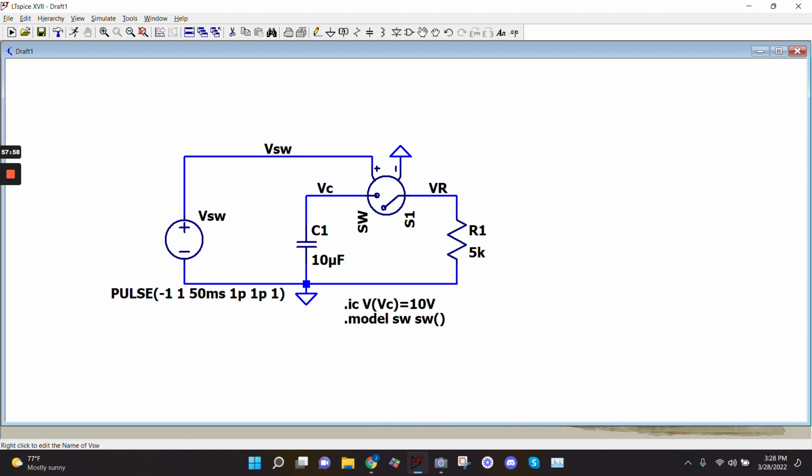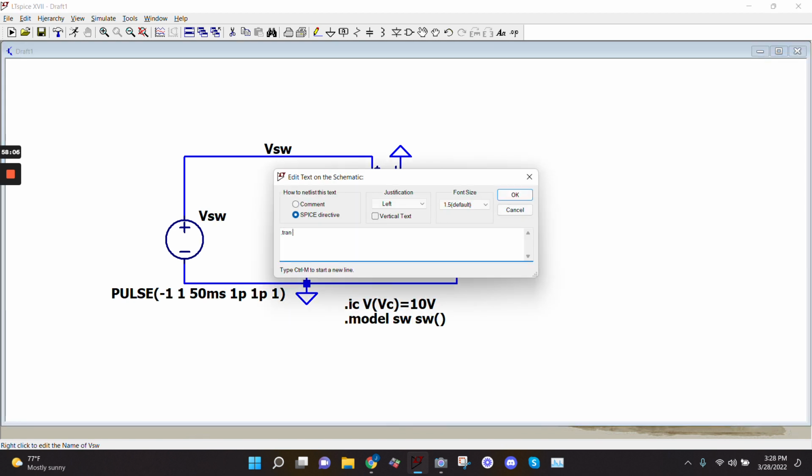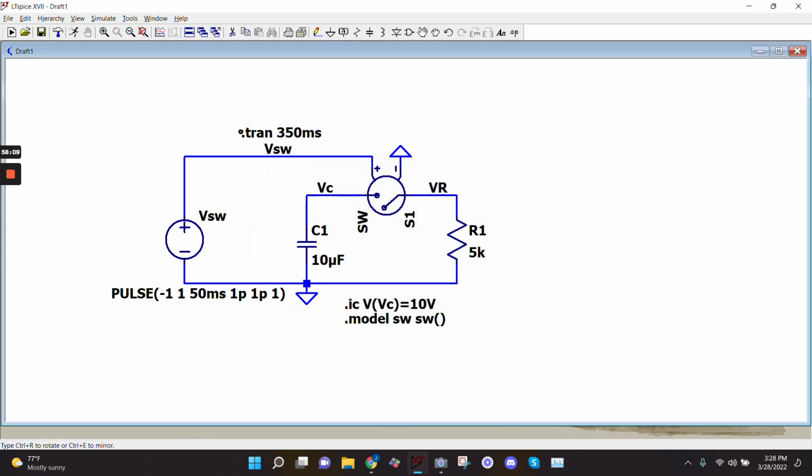All right, and then I will run. So I'm going to run for the 50 millisecond delay and then 5 time constants plus a little bit. So that's going to be about 350 milliseconds. Dot tran 350, and let's run.